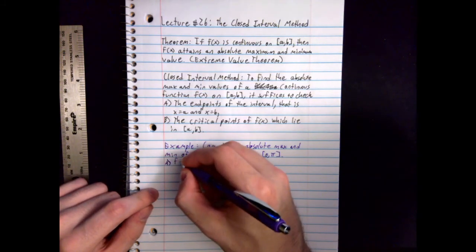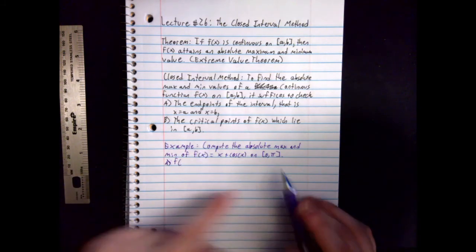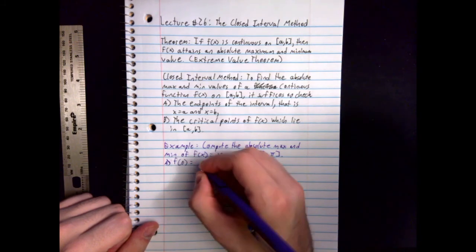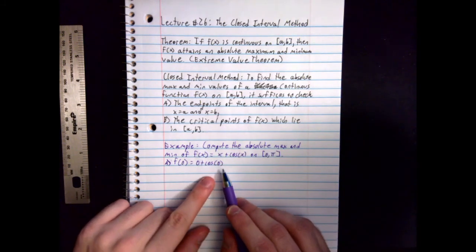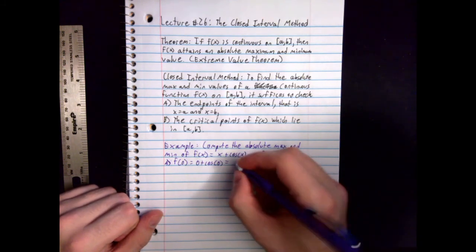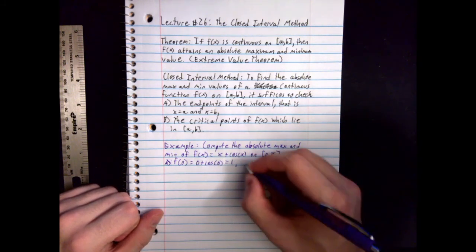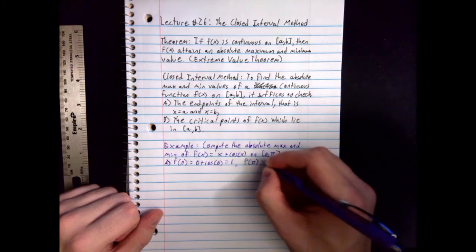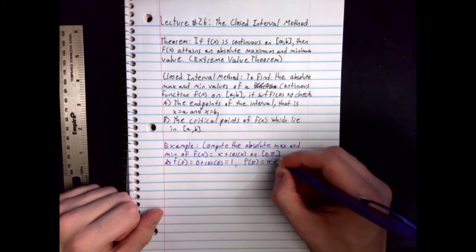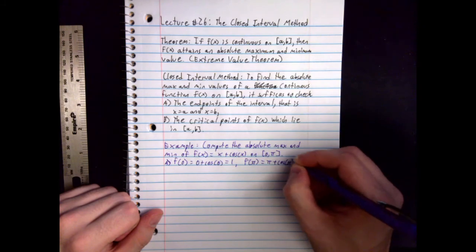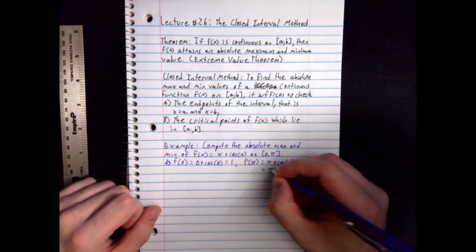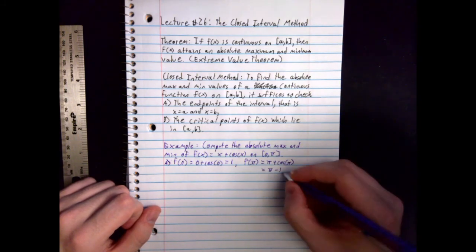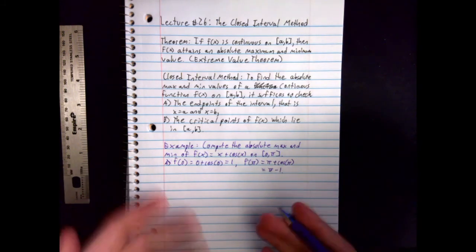So let's just go ahead and evaluate the endpoints. f of 0 is 0 plus cosine of 0. Cosine of 0 is 1, so you can put that in on the calculator if you don't know that. And f of pi is pi plus cosine of pi, and cosine of pi is negative 1. So this is pi minus 1. Okay, so there are the two endpoints.